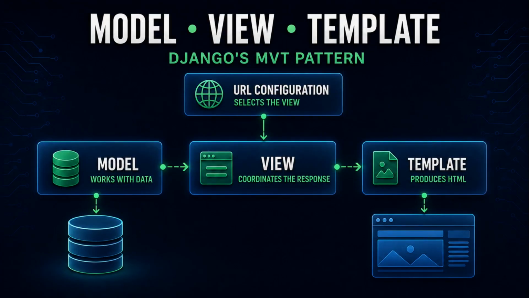These three responsibilities give Django its Model View Template, or MVT, terminology. The model represents and works with data. The view makes decisions and coordinates the response. The template controls how the result is presented as HTML. URL configuration is not one of the three letters, but it is the dispatcher that selects the view and starts the MVT portion of the process.